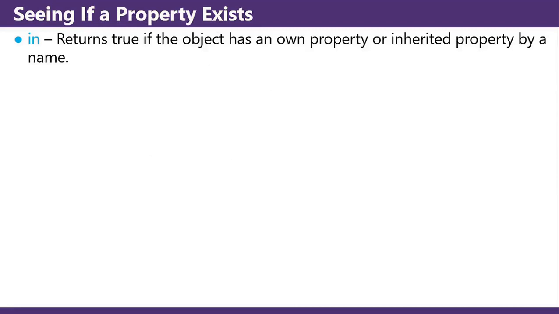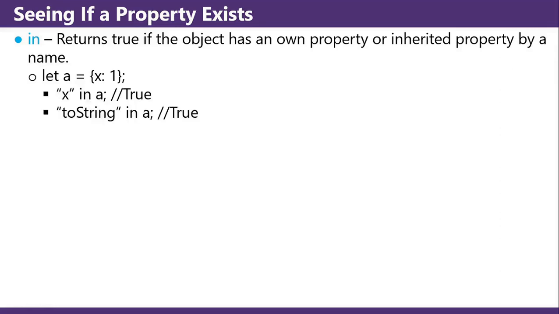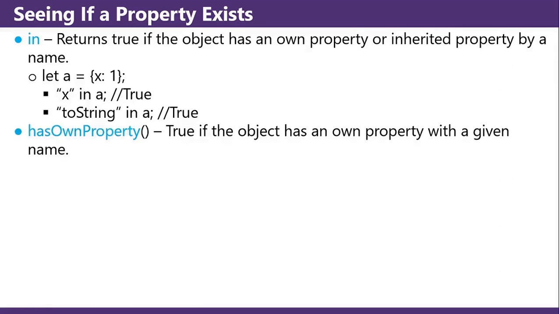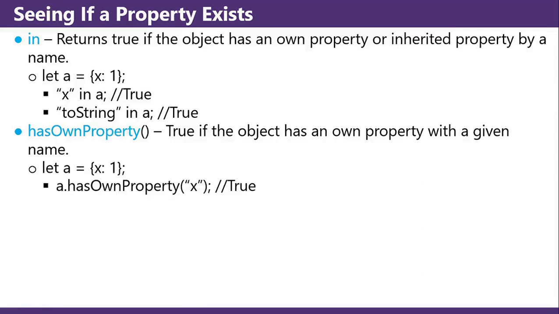Seeing if a property exists. The in operator returns true if the object has an own property or inherited property by that name. Let a = {x: 1}. 'x' in a is true. 'toString' in a is true. That's because it inherited the toString property from Object.prototype. hasOwnProperty is true if the object has an own property with the given name. Let a = {x: 1}. a.hasOwnProperty('x') is true.